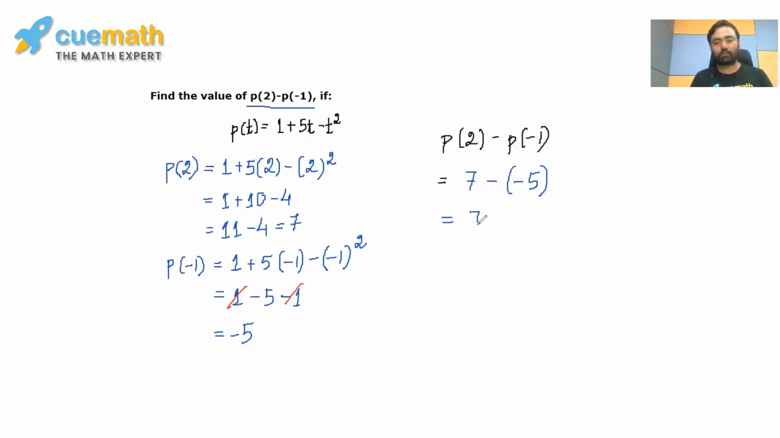If you open the brackets, we are going to get negative will become positive. So 7 plus 5, which is going to give us 12. Now we see that for different values of the variable, we got different values of the polynomial, and we can then use that result to solve any combination of the question, which we saw here as well.